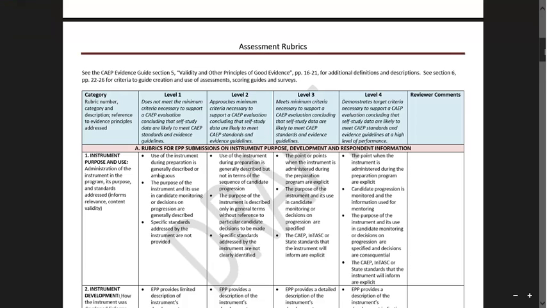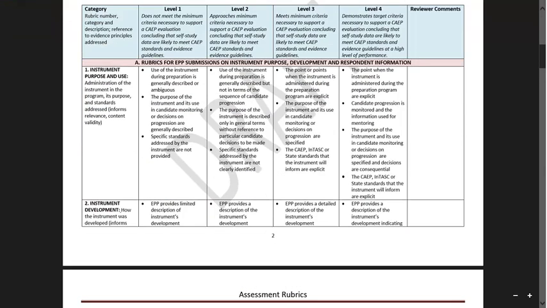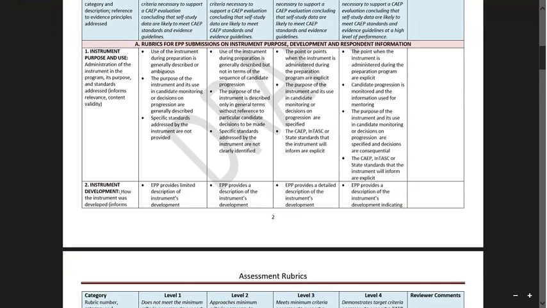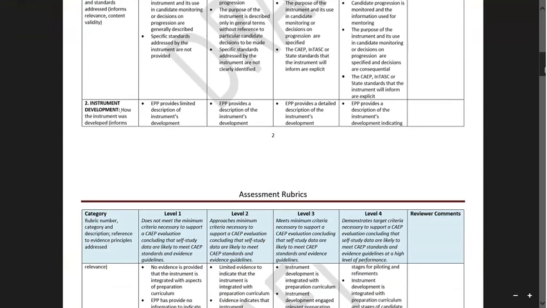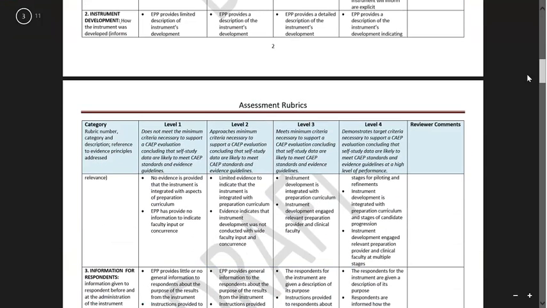Okay, so we were looking at the assessment rubric in terms of the purpose and use, and how you can use this instrument in these first 3 categories, category 1, 2, and 3, which relate to the evidence guide, is to help formulate the narrative that would accompany your self-study when you submit your assessment instruments, scoring guides, and rubrics to CAPE as part of your self-study.